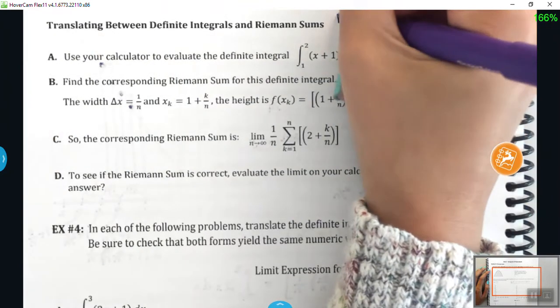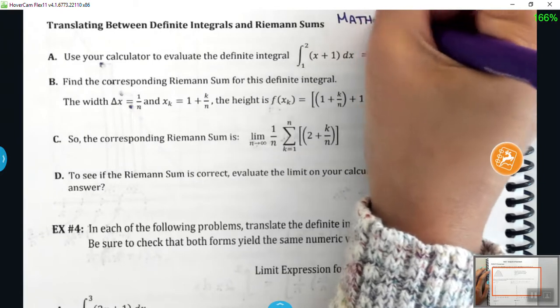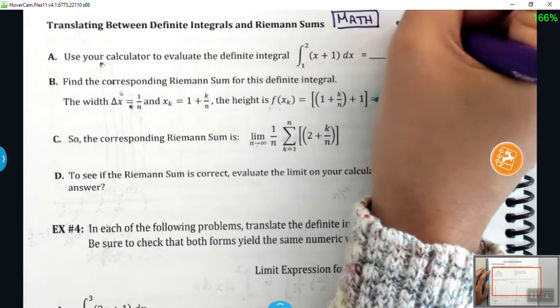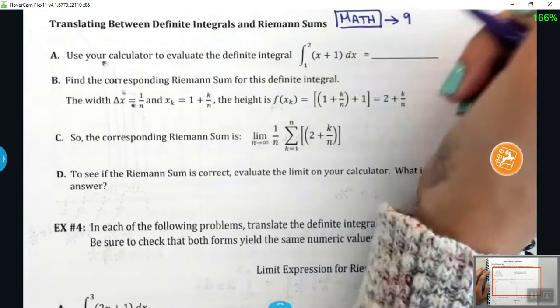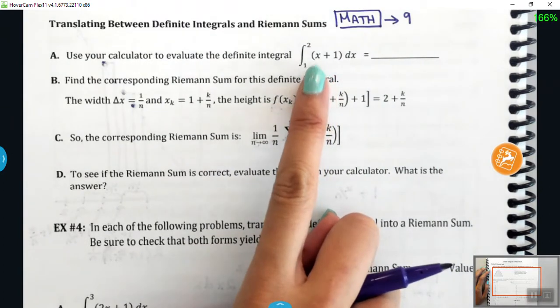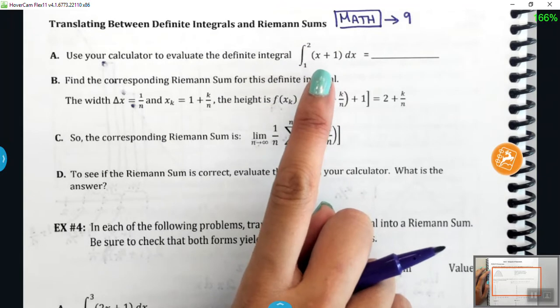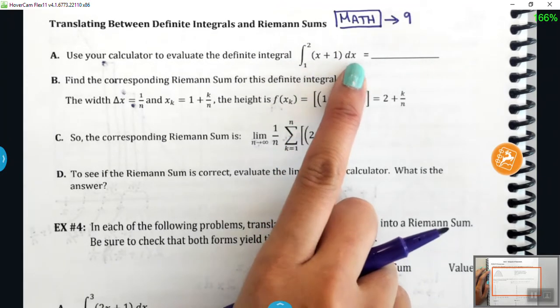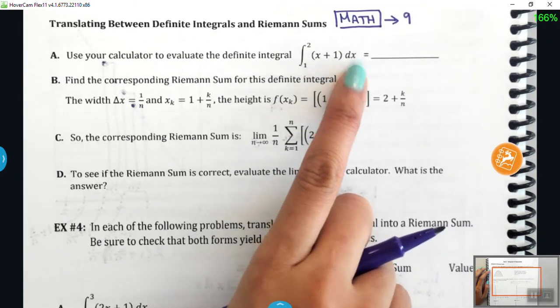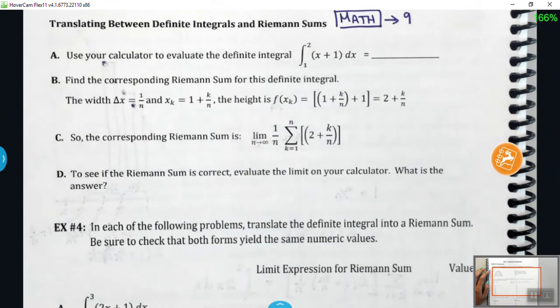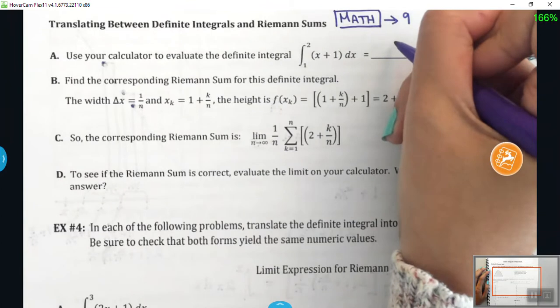Okay, so go Math, and then choose number 9. You should see an integral template where you fill in the 1, the 2, the function, and then you have to say with respect to x, dx. Tell me what answer you get. 2.5. 5 over 2.